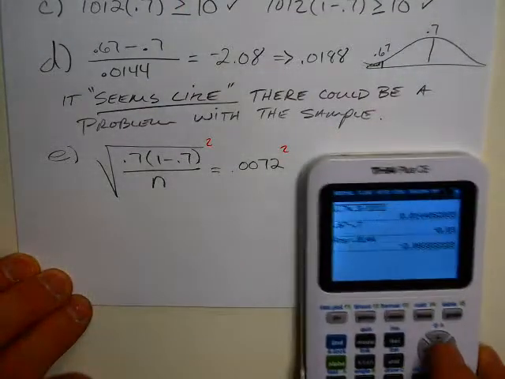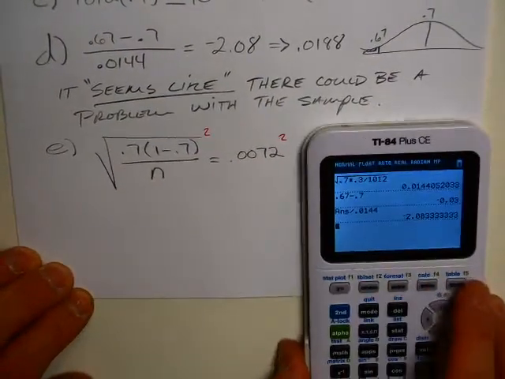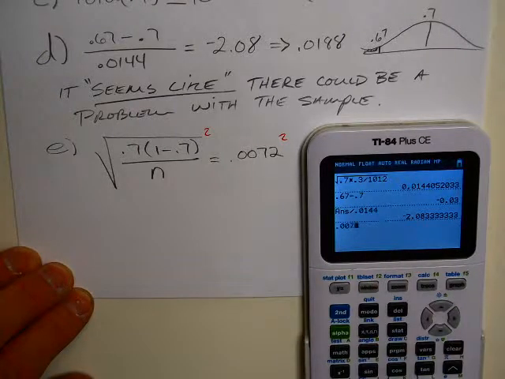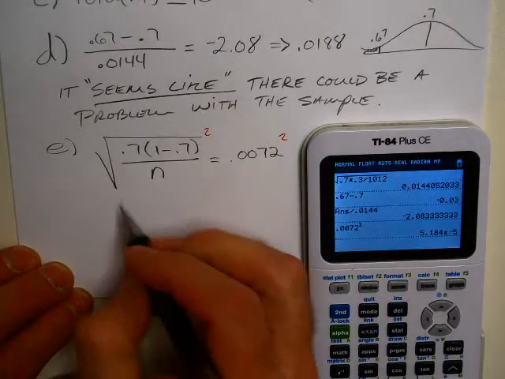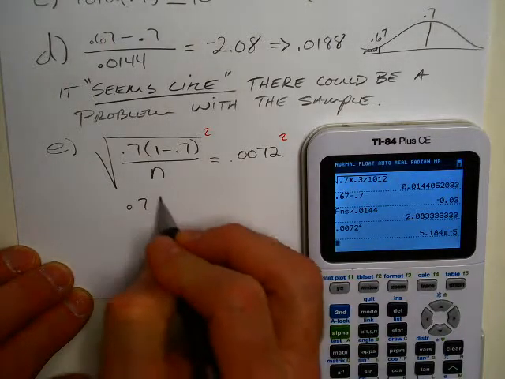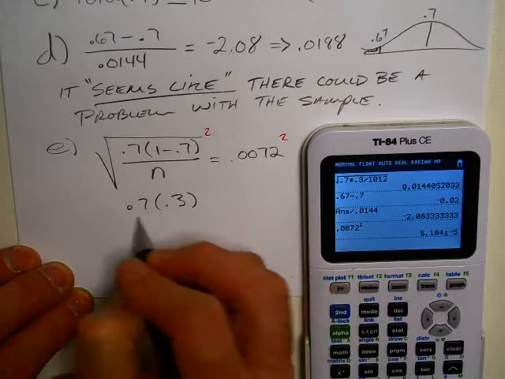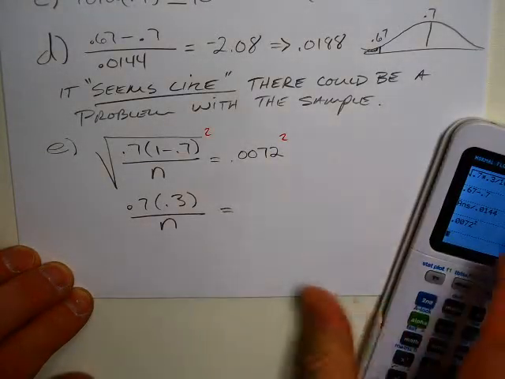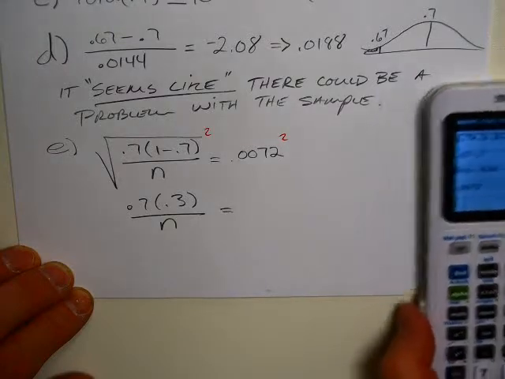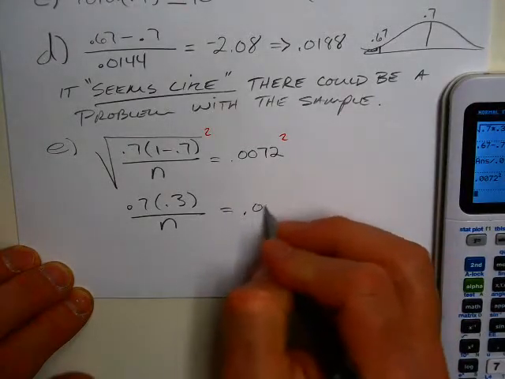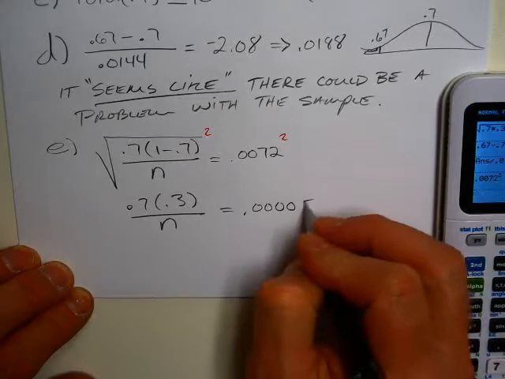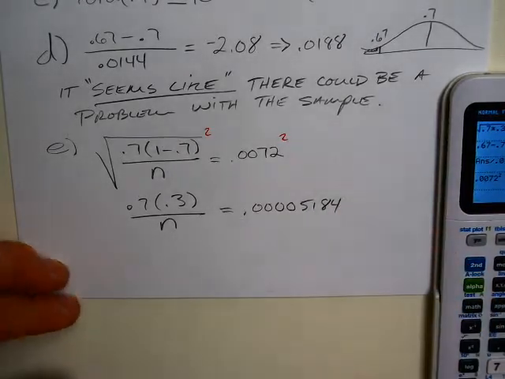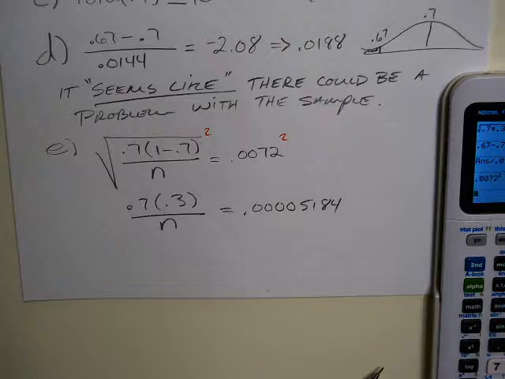So I have 0.0072 squared, which is actually going to be a smaller number. So this is going to be 0.7 times 0.3. I'm going to go ahead and simplify that over n equals 0.0005184. That's what that number is.